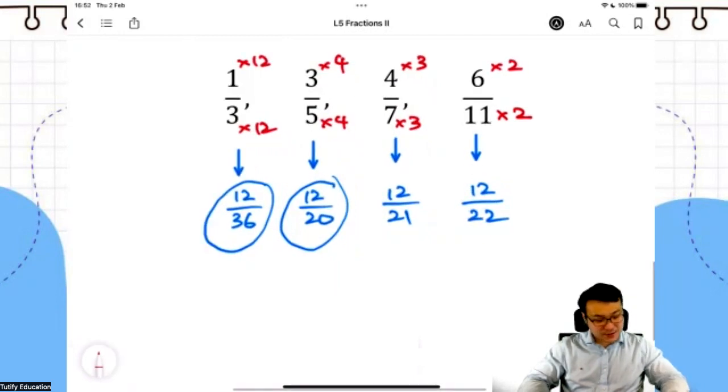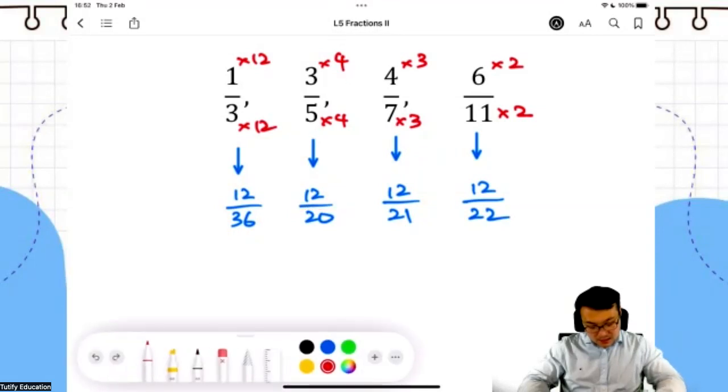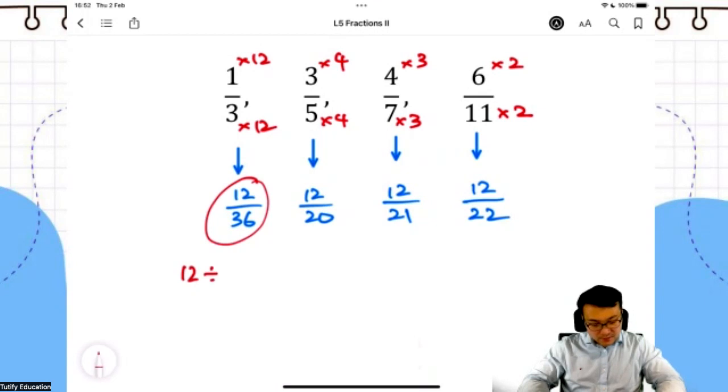Okay, I ask you this, very simple question. When you see a fraction, what is the meaning of this line? What is this line over here? What does it mean? Divide. Yes. So essentially what you're doing is, this one is 12 divided by 36. And this one means 12 divided by 20.